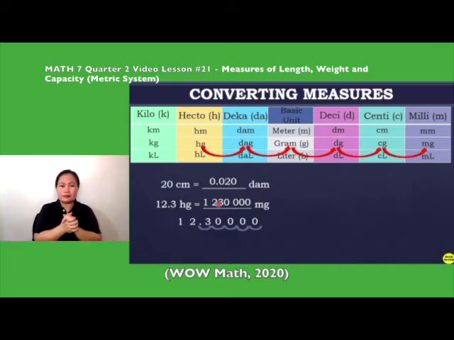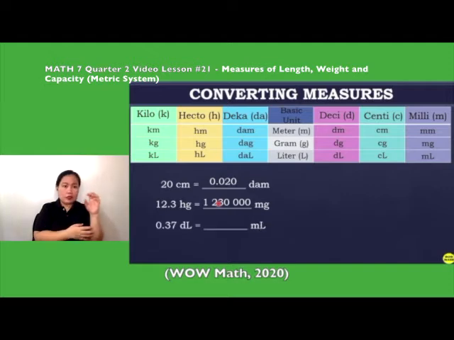Madali lang po siya. Kaya, actually, pwede nang pagsabay-sabayin ang length, weight, and capacity kapag metric system. Pero kapag English, medyo mahirap siya, no? Pero itatry natin. Okay? Next, 0.37 decaliters to milliliters.